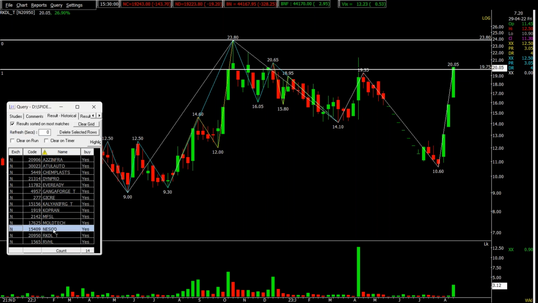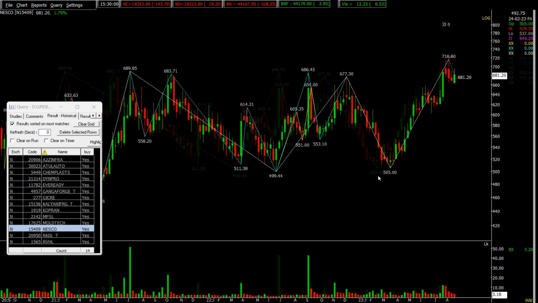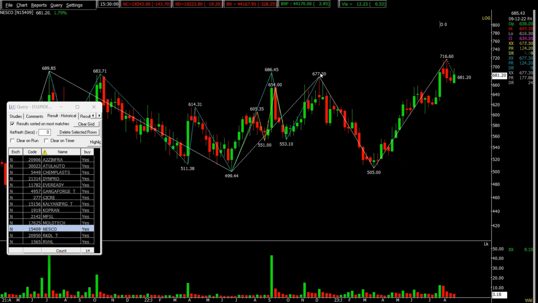Third is Nesco. What you can see over here is, yes, the strongest swing top is over here. I'll mark the level.